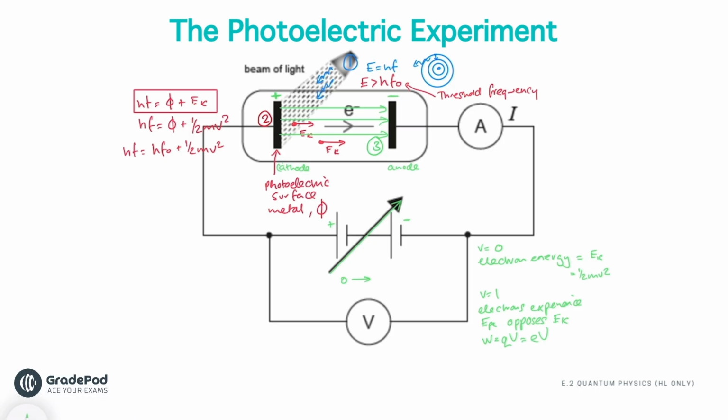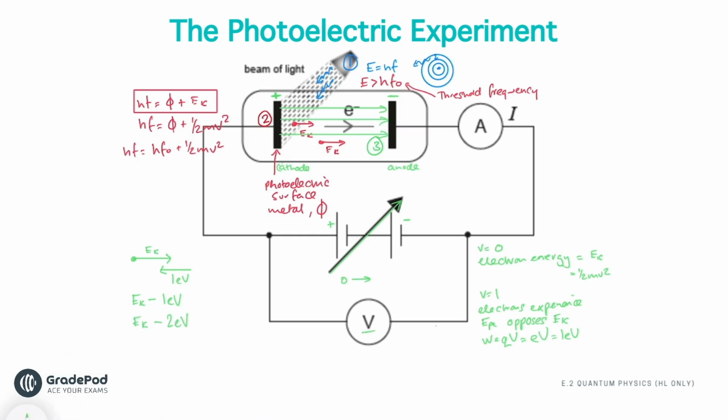And when there's 1 volt, then the work done that opposes that kinetic energy is 1 electron volt. When there's 2 volts, it's 2 electron volts, and so on. What that means is, if you have an electron that's travelling in this direction with kinetic energy, and it's experiencing opposing electric potential energy in the opposite direction of 1 electron volt, then the kinetic energy of that electron is the kinetic energy of the electron minus 1 electron volt. Or if it's 2 volts across it, then it's the kinetic energy of the electron minus 2 electron volts.